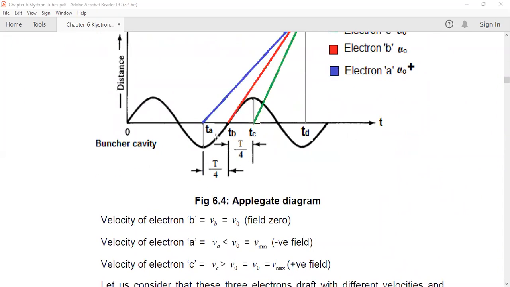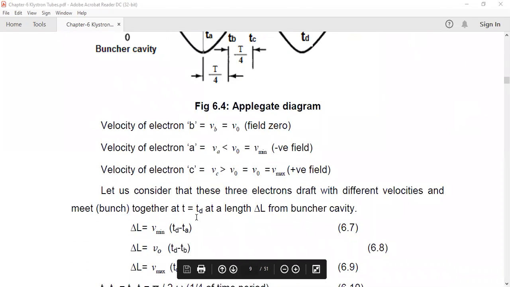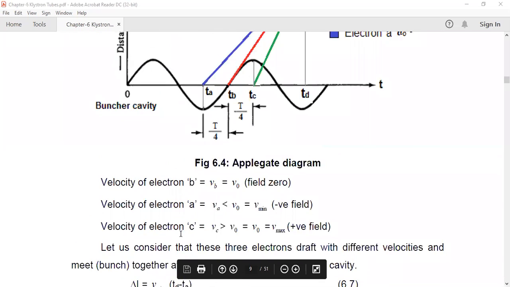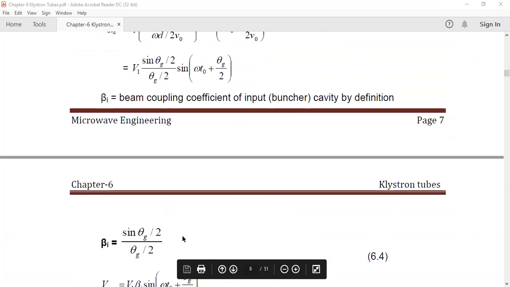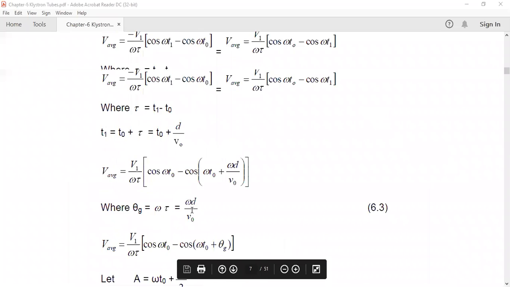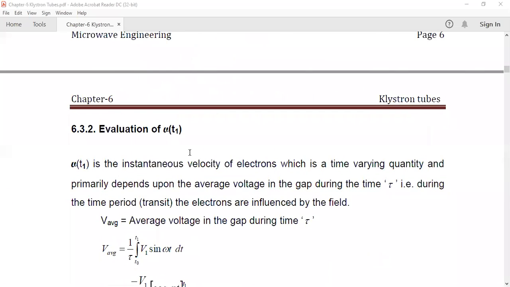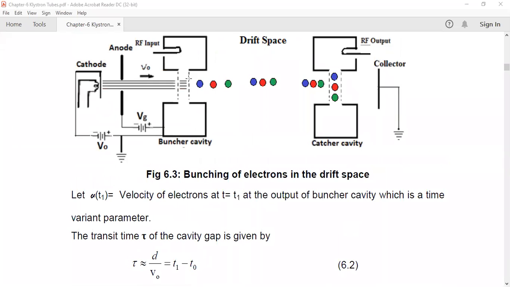So all three travel the same distance to form the electron bunches. The distance is the same for all these three. Before that, we need to see one small equation here. What is the velocity after leaving the buncher cavity? So the evaluation of V of T1. V of T1 is the velocity of the electron after leaving the buncher cavity.